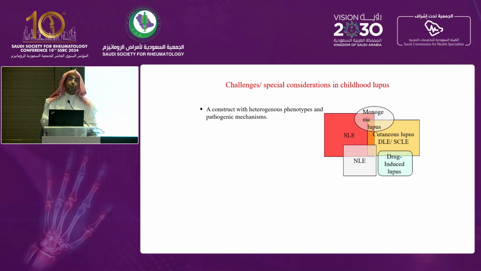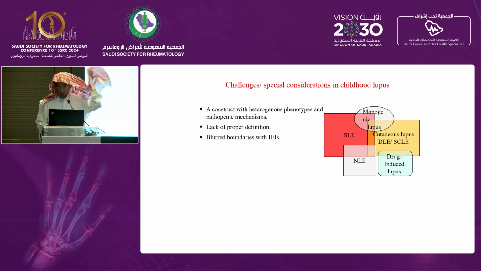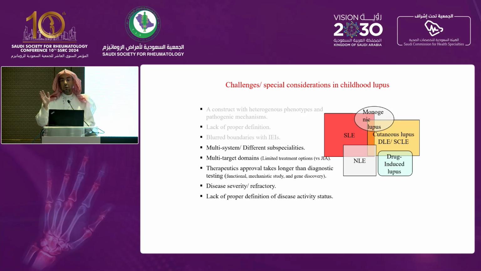Now, Dr. Lujain mentioned treat to target. We know SLE involves multiple organs, which is difficult. Which organ will you target? Nephritis, skin, CNS, hematology? This is different compared to, for instance, juvenile arthritis. And for sure, we have limited treatment options compared with JIA, where we have a long list of biologics. In lupus, maybe we have only one approved medication, and we are still using others off-label.